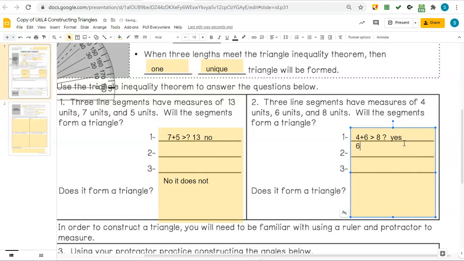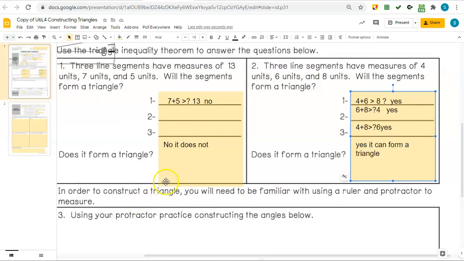But if we did 6 plus 8, well, that is greater than 4. And our third combination, we could do 4 plus 8. And yes, that is greater than 6. So yes, in every case, every combination, it can form a triangle. And here we took every pair of legs and compared it to the third one.